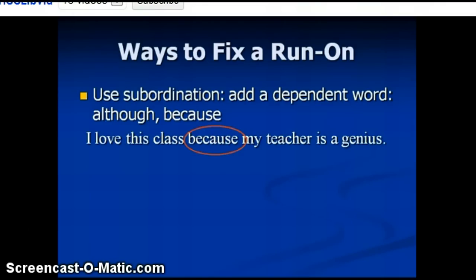Here's another way to fix it. Use subordination. You can add a dependent word like although or because. I love this class because my teacher is a genius.